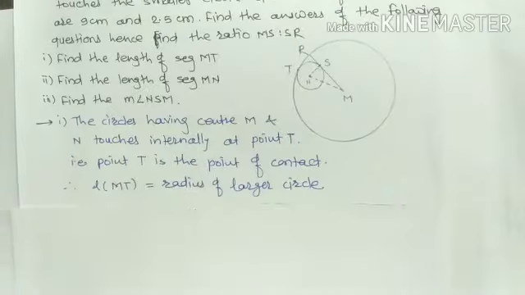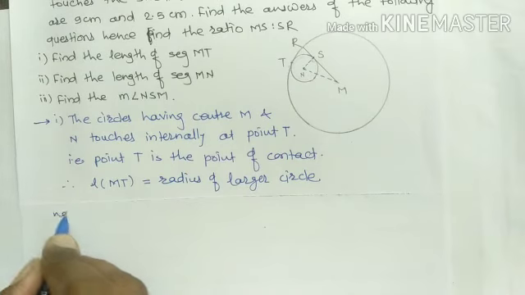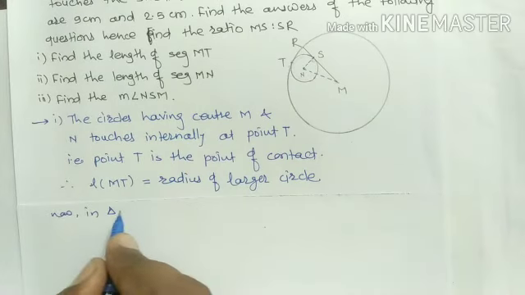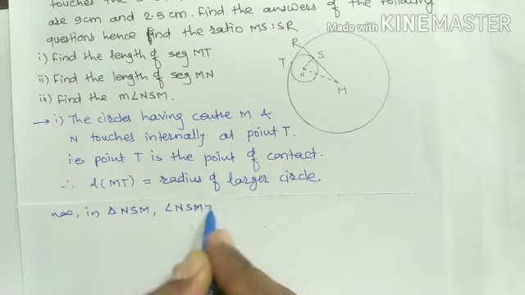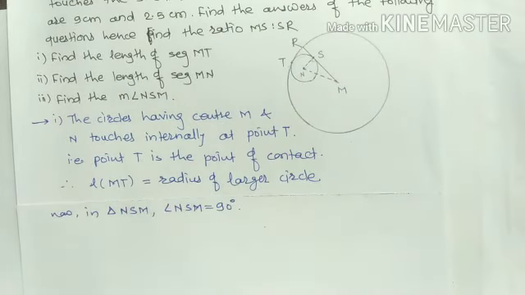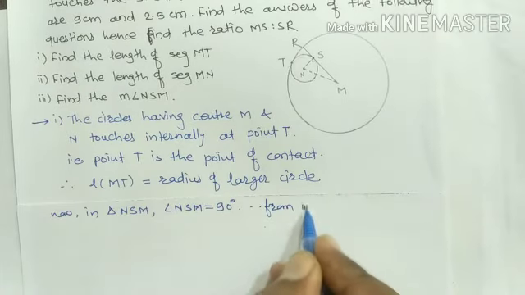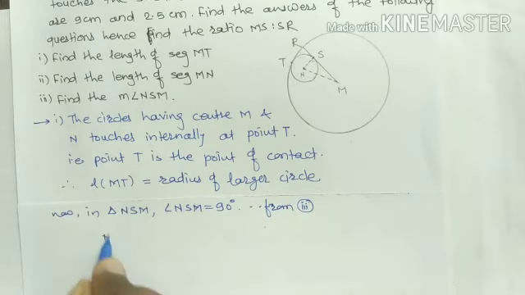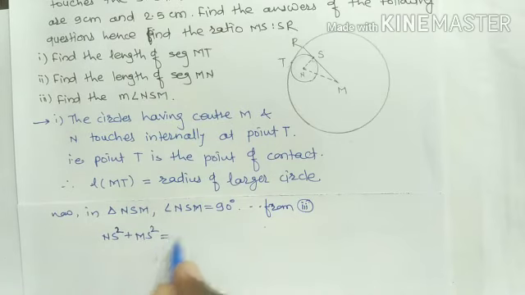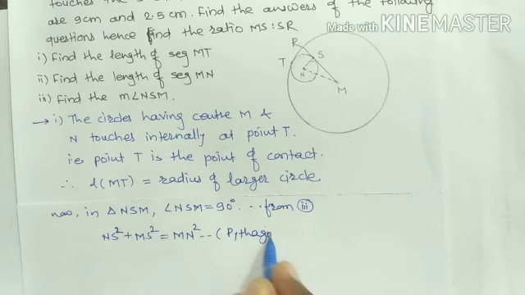So here we find now, in triangle NSM, angle NSM equals 90 degree. We have just proved this. From the third, let us give it a number, this: NS square plus MS square equals MN square. This is Pythagoras theorem.